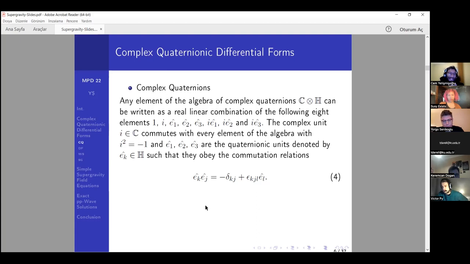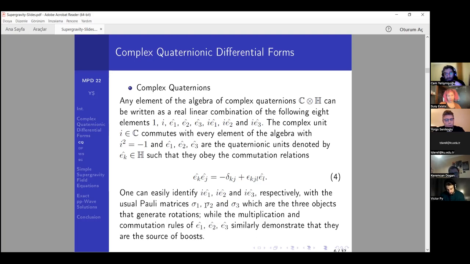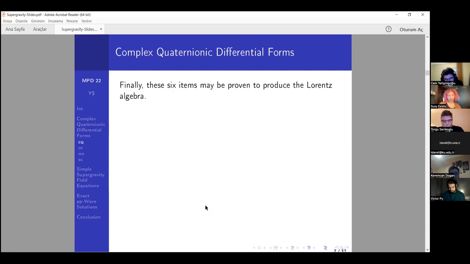An element of CH can be written as a linear combination of the following elements, where the complex unit I commutes with every element of the algebra, I squared equals minus one, and E1, E2, E3 are the quaternionic units, denoted by E_k, from the quaternion algebra. And they obey a commutation relation of this kind. If you do the calculations, you can easily identify I times E1, I times E2, respectively, with the usual Pauli matrices, sigma 1, sigma 3, which generate, as you know, the rotations, while the multiplication rules similarly demonstrate that they are generators of boosts. This may be proven to produce the Lorentz algebra.